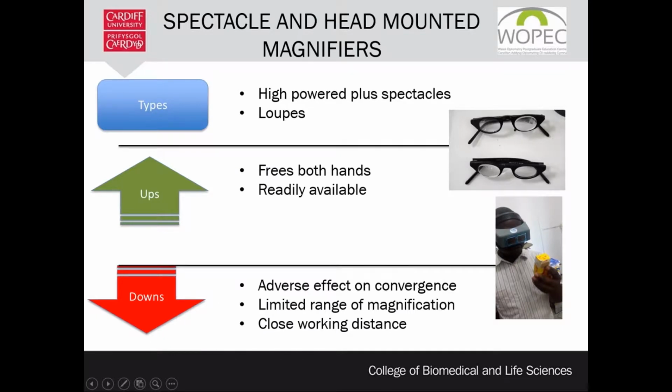Spectacle or other head-mounted magnifiers are a great way to free your hands and let your head do the work. These magnifiers can be fixed locally. However, they have adverse effects on convergence, and this means you can't mount up too much power, leading to very limited magnification. And most often, you need a very close near working distance as well.